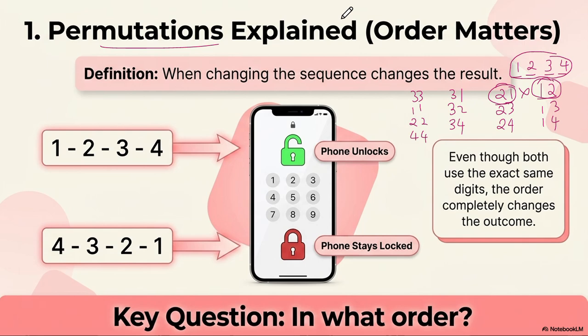And when the order does not matter, in that case combination will come. So the definition is very simple. When changing the sequence changes the result, that is called permutation. For example, here 1 2, if you change the position to 2 1, the result will change. Both passwords are different. So when the order matters, that's permutation.